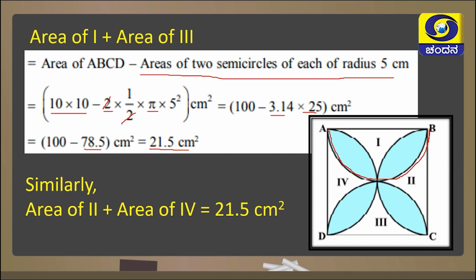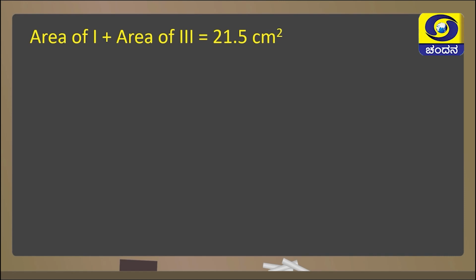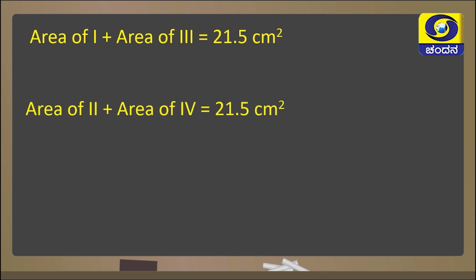Now we know the area of the unshaded region. If we subtract the area of the unshaded region from the area of the square, we are going to get the area of the shaded region. So let us do that. You know, area of first and 3 is 21.5 centimeter square.